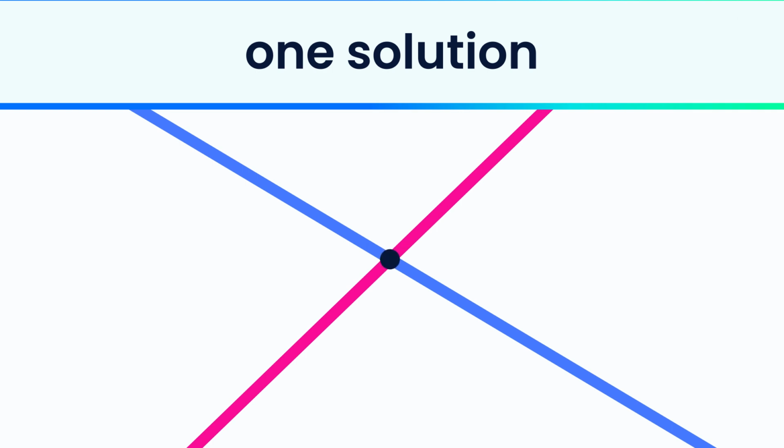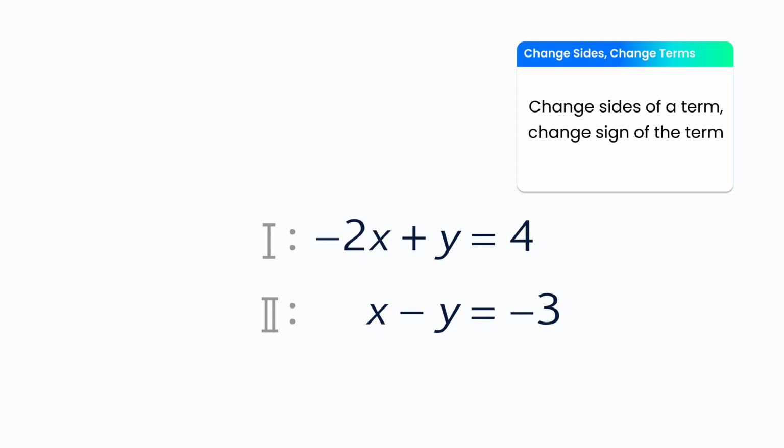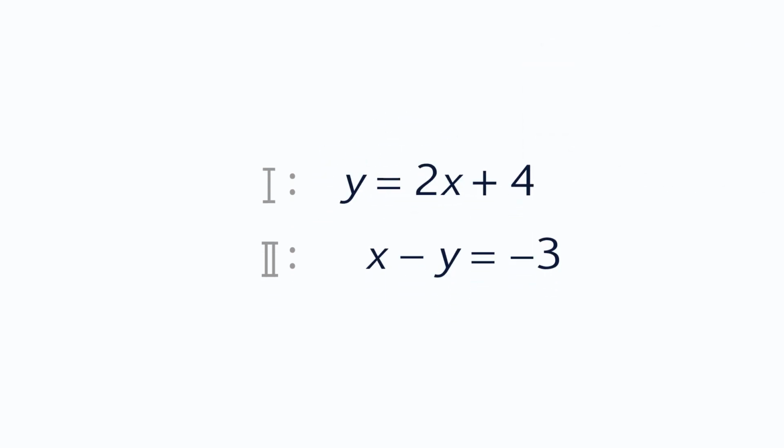Say you have the following system of equations. Minus 2x plus y equals 4, and x minus y equals minus 3. Start by solving the equations for the variable y. You can use the change sides, change sign rule. Equation 1 becomes y equals 2x plus 4. Equation 2 becomes y equals x plus 3.